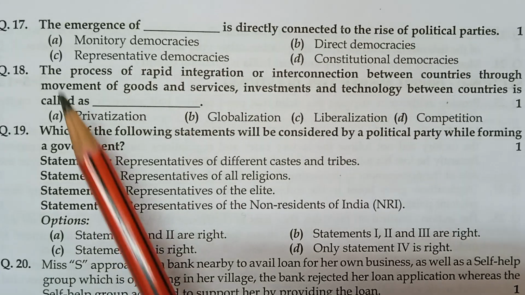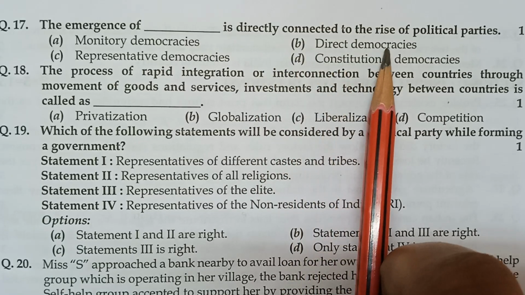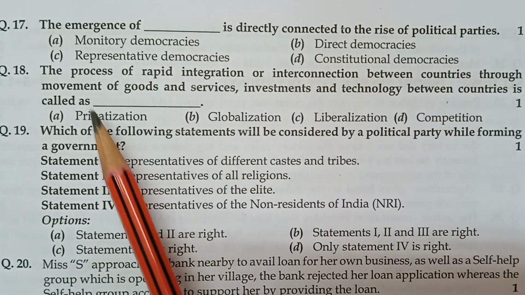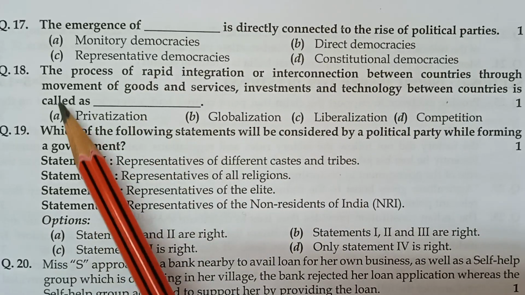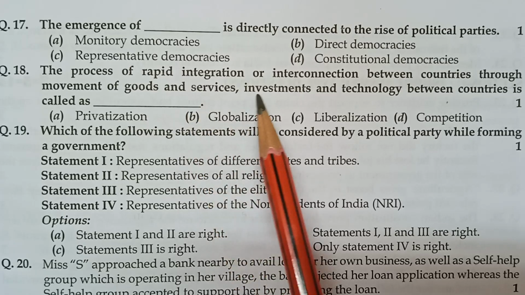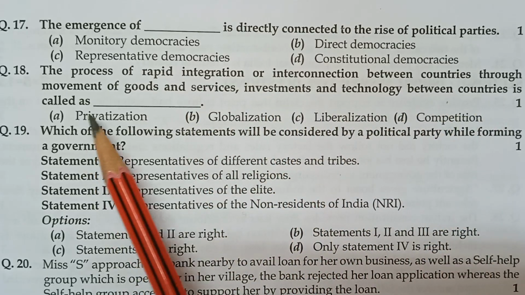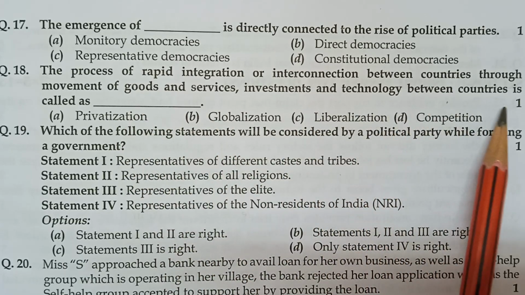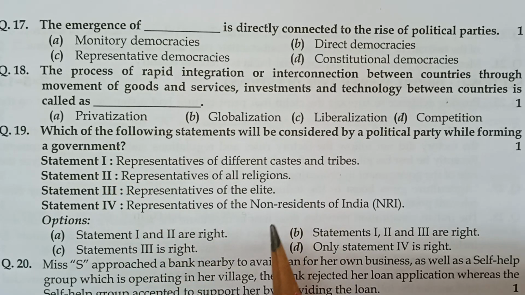The emergence of dash is directly connected to the rise of political parties. So you can find these four options from here, and you can write your exact answer. Next, the process of rapid integration, or the interconnections between countries through the movement of goods and services, investments and technology between countries, is called dash. So you have four options. You can find out the exact answer.